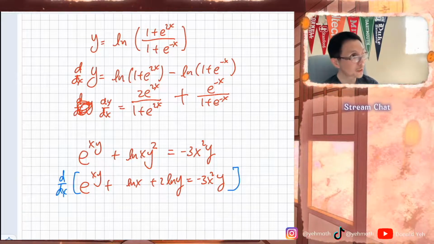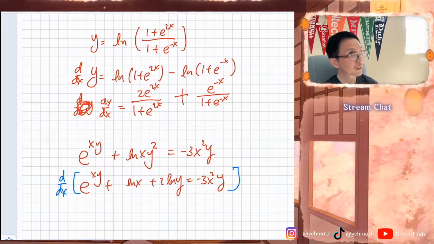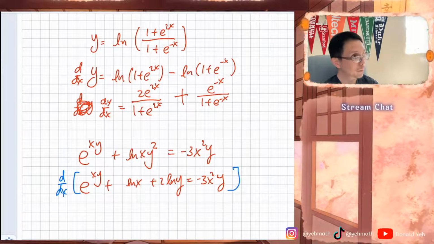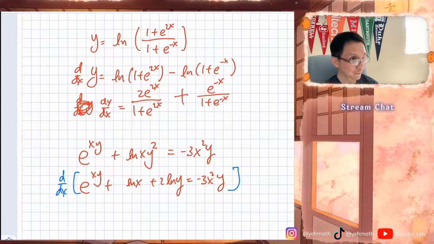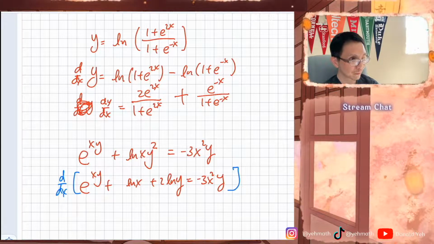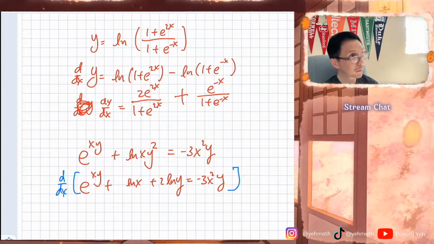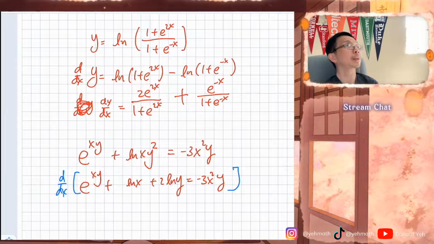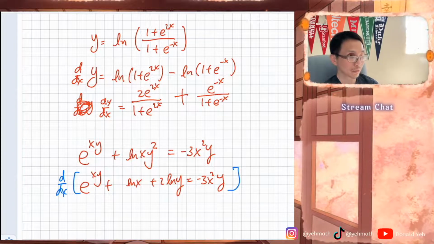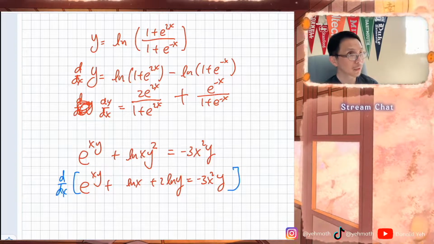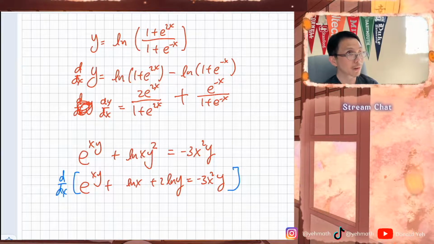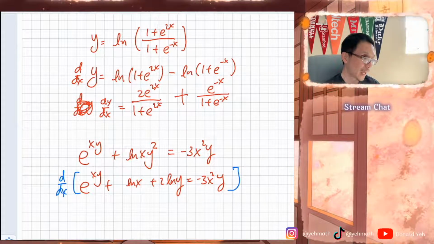What do you think the derivative of e to the xy is? Can somebody help me? It's x times y. They're multiplied by each other. That means what? Product rule and chain rule, right?